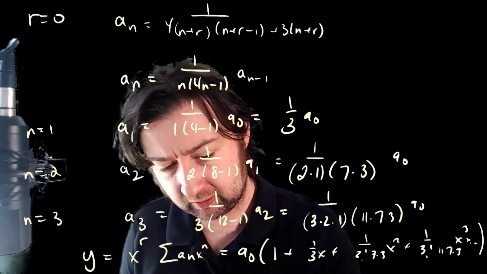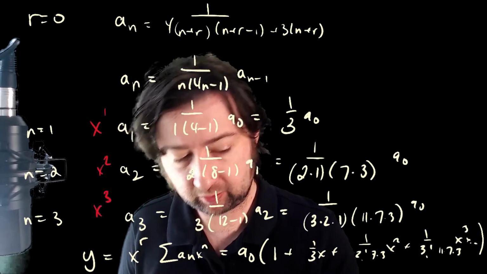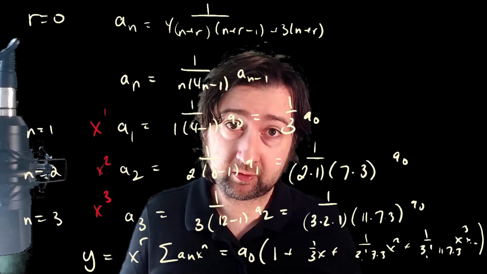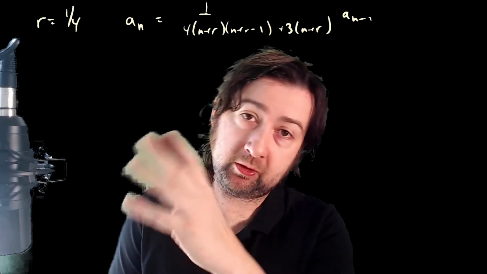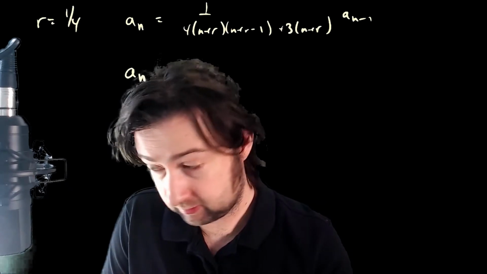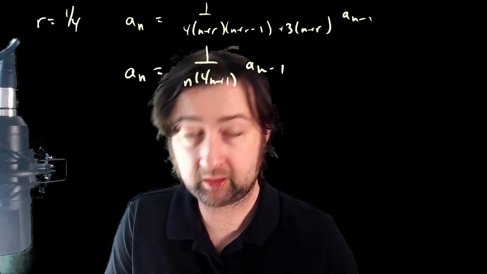Remember that this corresponds to the powers x to the first, x to the second, x to the third, and so on. So that's just a power series solution. Well, what happens for the other value of r? When you plug r equals 1/4 into the recursion, it collapses into a_n equals 1 over n times 4n plus 1, times a_(n-1).